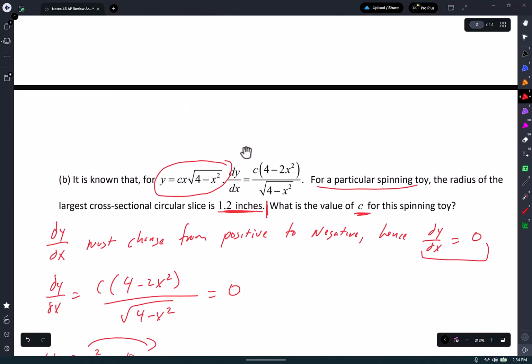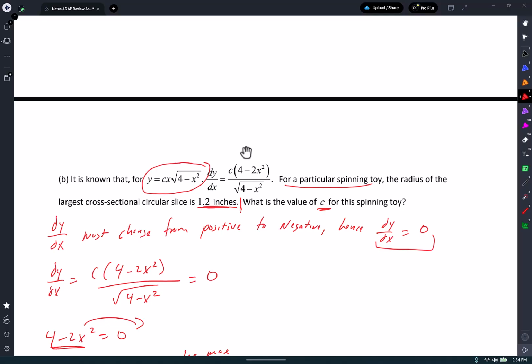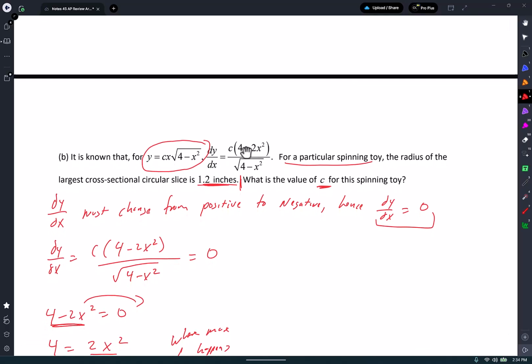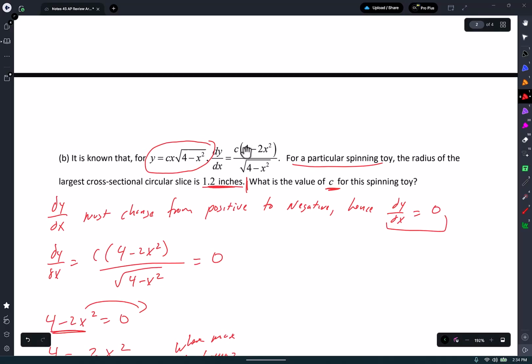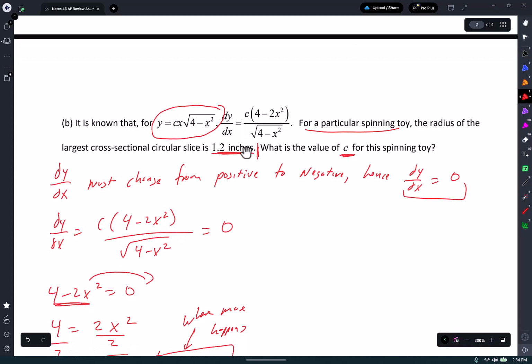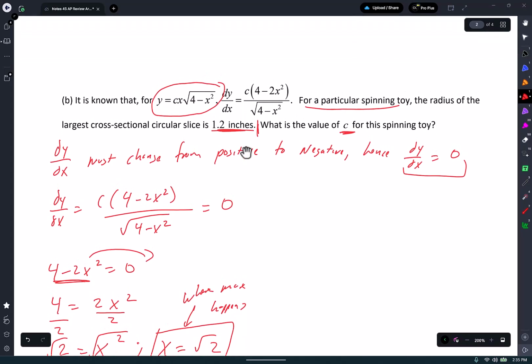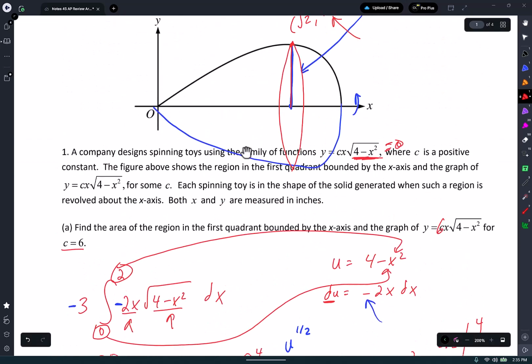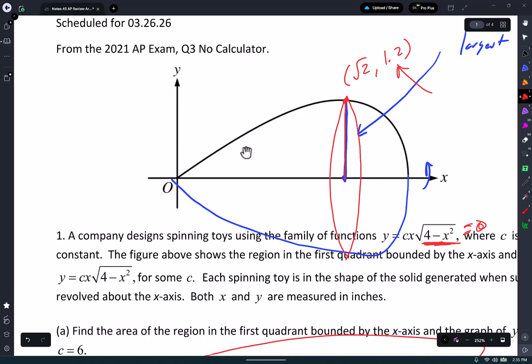Okay, so we set the derivative equal to 0 so that we can see where it changes from positive to negative. Where the derivative changes from positive to negative, because that's where the original graph has a peak. Yeah, because that's the biggest radius, right? Because it says largest cross-sectional radius. So my radius happens right there because that's where the original graph changes from increasing to decreasing, or where the derivative changes from positive to negative.